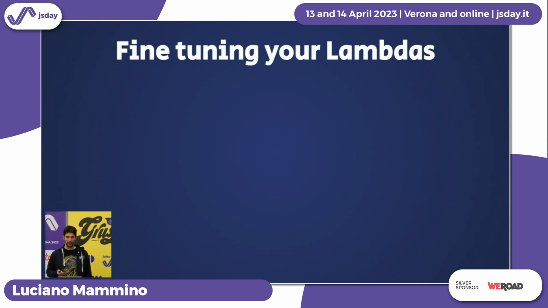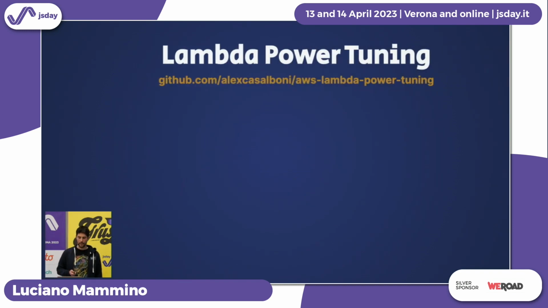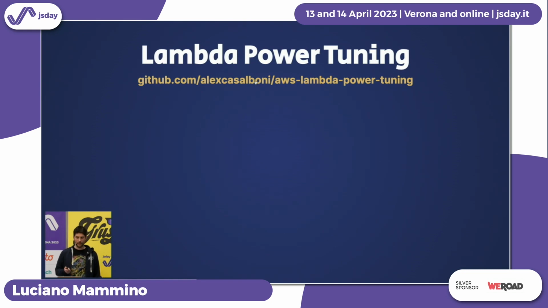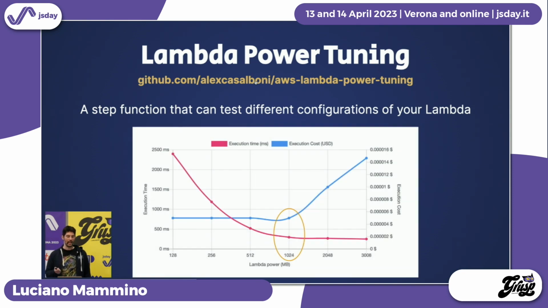So the best solution that I found is this tool called Lambda Power Tuning, which is a project by Alex Casalboni. This project effectively is a step function that simulates your Lambda against a bunch of different configurations in terms of memory. And at the end, it gives you a graph. In this graph, you can see with all the different memory configurations if it gets faster, if it gets more expensive, and you can figure out what is the sweet spot for you.